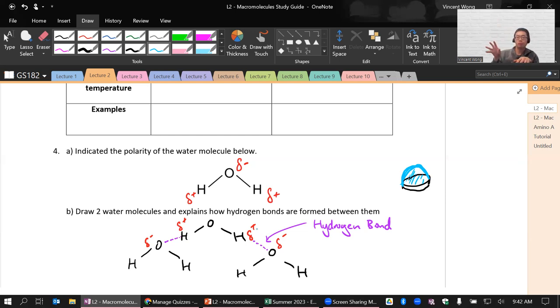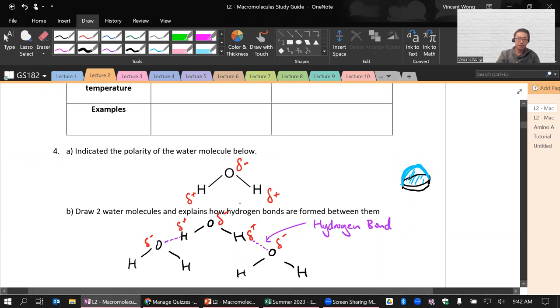Overall, it's still neutral, right? You have the same number of protons and electrons, but the electrons that they're sharing are uneven. They get shifted towards the oxygen more. That's why the oxygen is slightly negative. Anybody want to ask anything to clarify this?